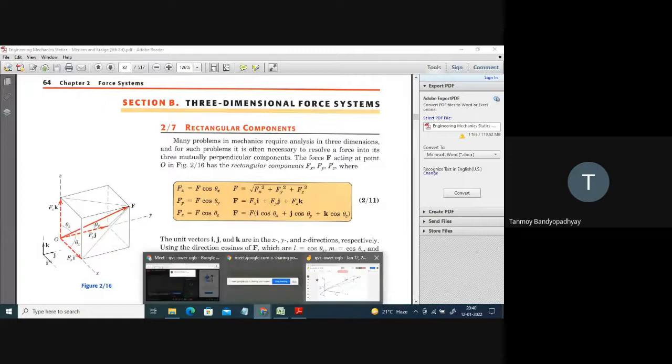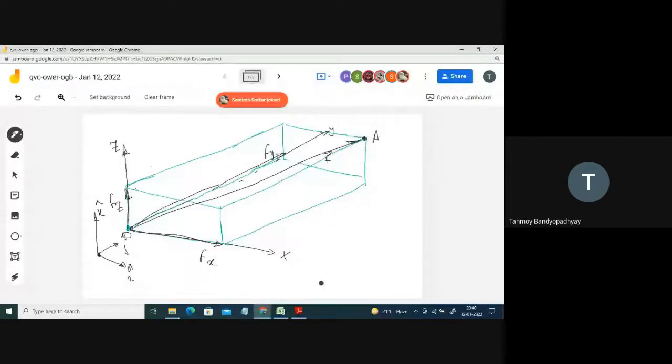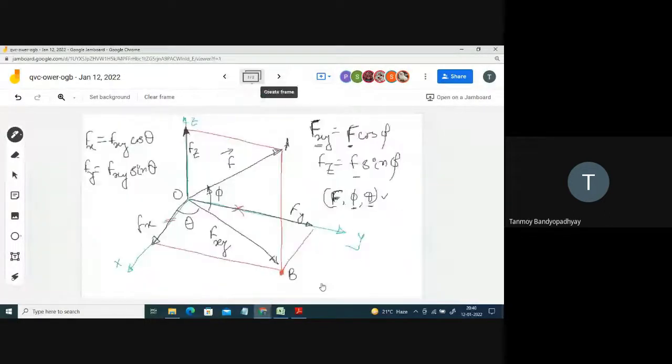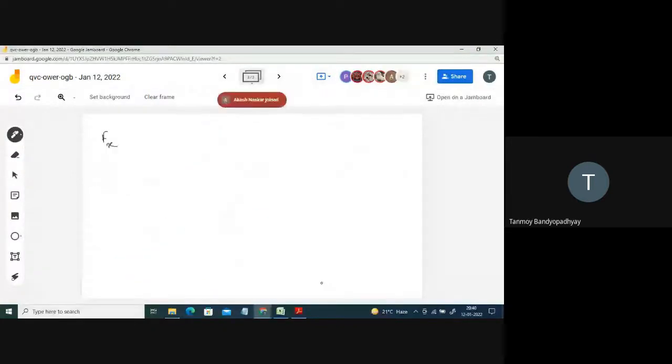তাহলে fx, fy and fz টাকে কি করে আমরা ডিফাইন করব? So we can define that using fx that is equal to f cos theta x. Similarly fy that should be equal to f cos theta y, and fz that should be equal to f cos theta z.